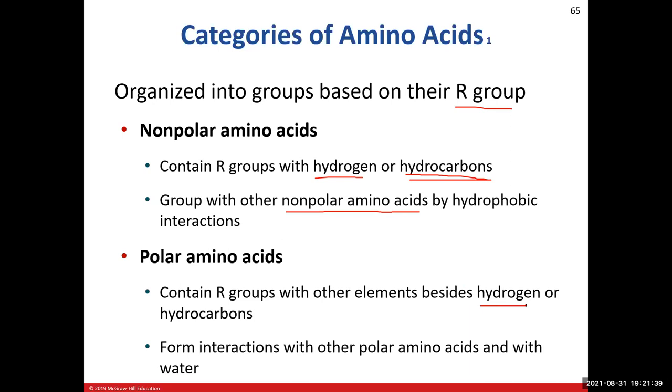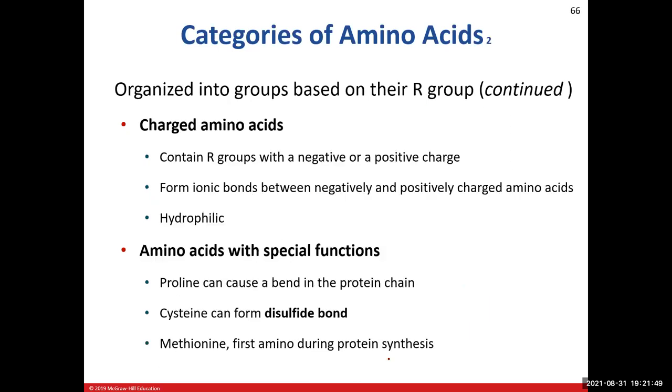Our polar amino acids will have other elements other than hydrogen or hydrocarbons. Could have a nitrogen in there, or sulfur. These guys will be polar, so they will be water soluble and they can interact with water. Charged amino acids, the R group is either going to have a negative or a positive charge. This will also make those amino acids hydrophilic, water loving, so they'll be water soluble. So they can form these beautiful ionic bonds. You're familiar with those. Remember, opposites attract.